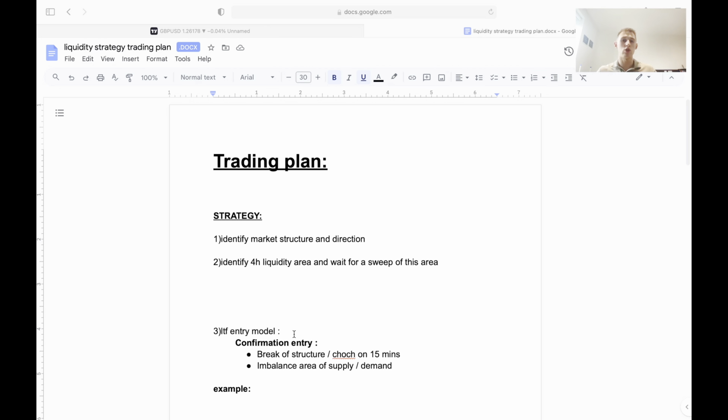But if we get into the actual strategy now, and then I'll take you through all the smaller nuances as well, such as risk management and the journaling process.